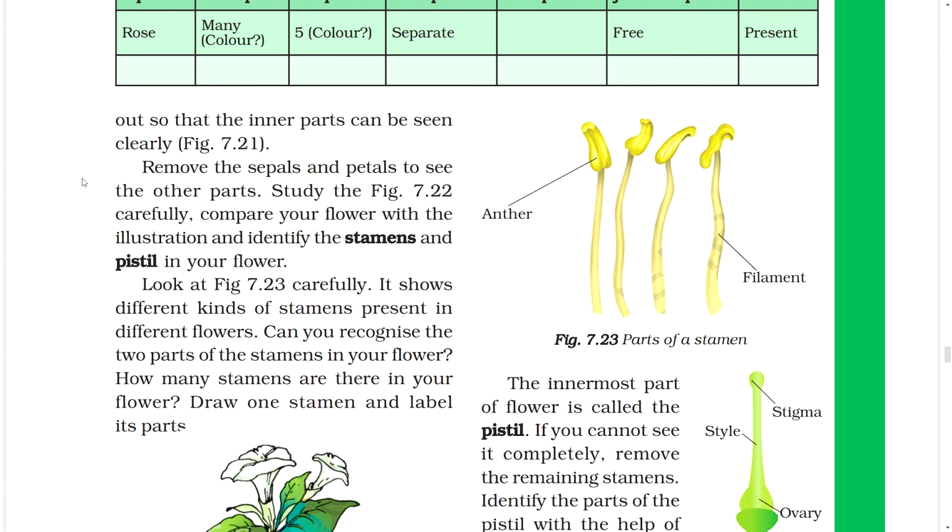Look at the figure carefully. It shows different kinds of stamens present in different flowers. Can you recognize the two parts of stamens in your flower? How many stamens are there in your flower? Draw one stamen and label its parts.